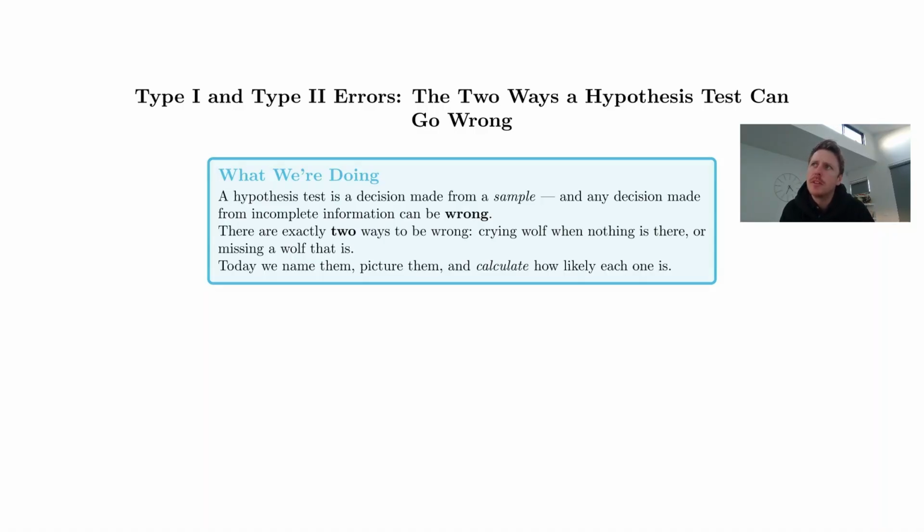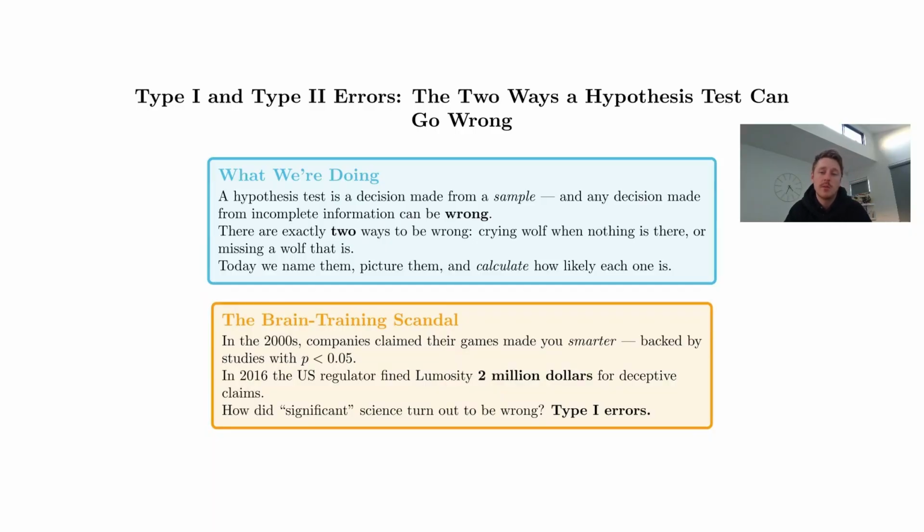You might be familiar with the boy who cried wolf. Essentially, there's two errors we can make in null hypothesis significance testing for the mean: crying wolf when there is no wolf there, or not crying wolf when there is a wolf there. And so today we look into that in a bit more detail. And we're going to use an example.